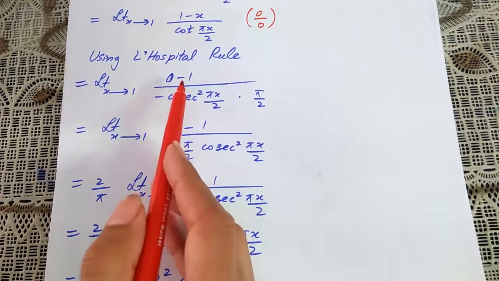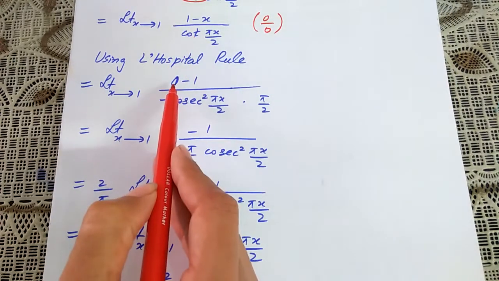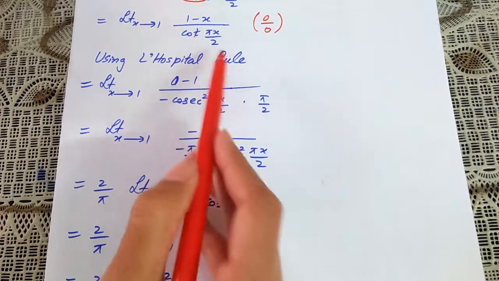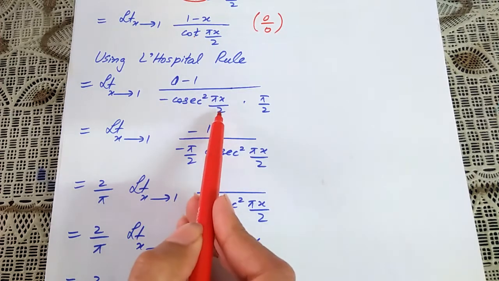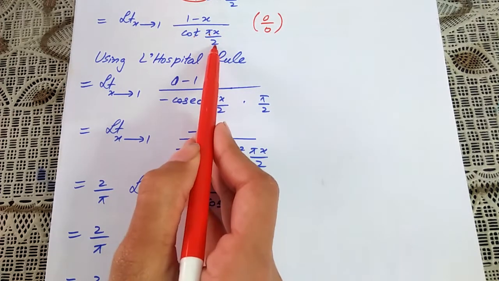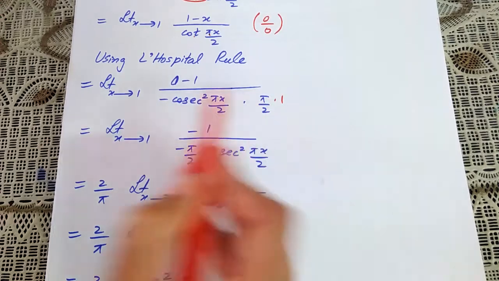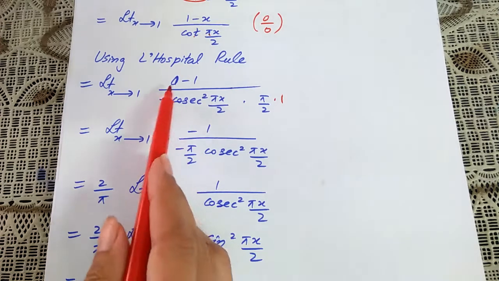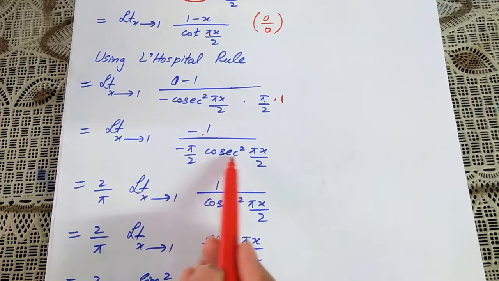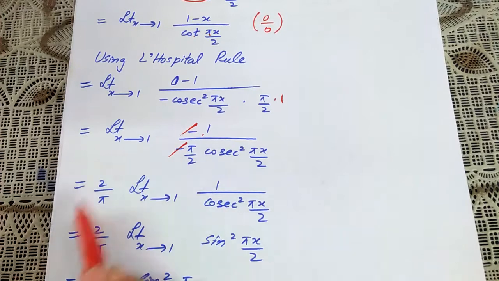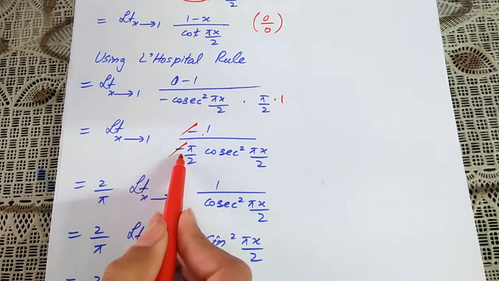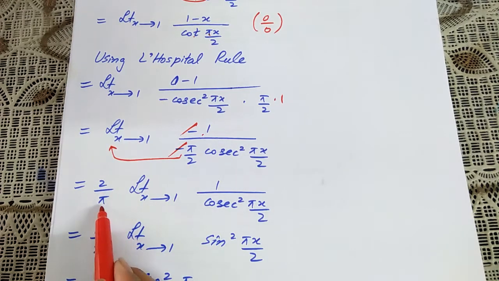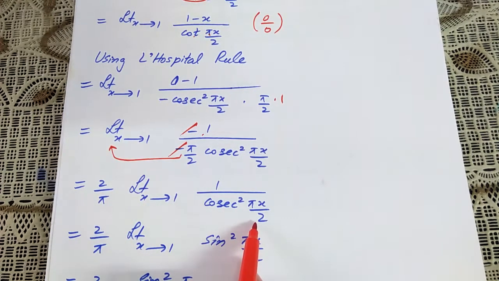Take the derivative of the numerator. 1 will have derivative 0 and x will have derivative 1. Cot (pi x by 2) will give minus cosecant square (pi x by 2), and pi x by 2 will give the derivative pi by 2 into 1. Simply rearrange the terms. We got minus 1 over minus pi by 2 cosecant square (pi x by 2). Minus and minus will cancel each other, and when we move this constant up here, we just have the reciprocal of it, that is 2 by pi, times 1 over cosecant square (pi x by 2).